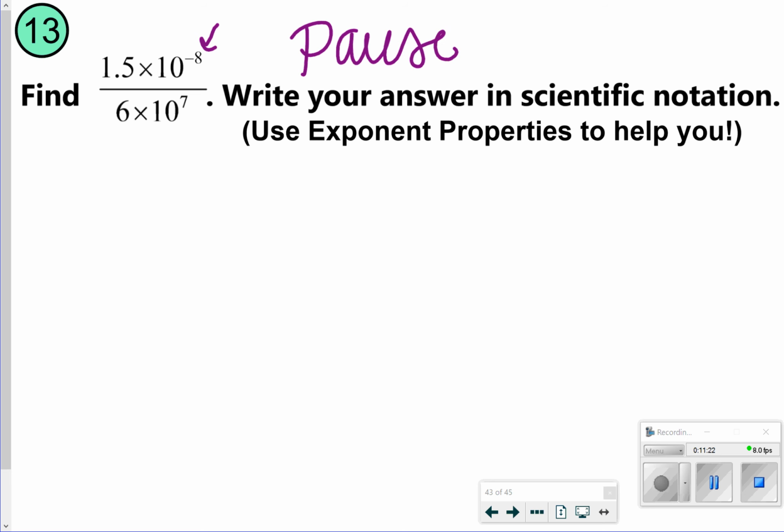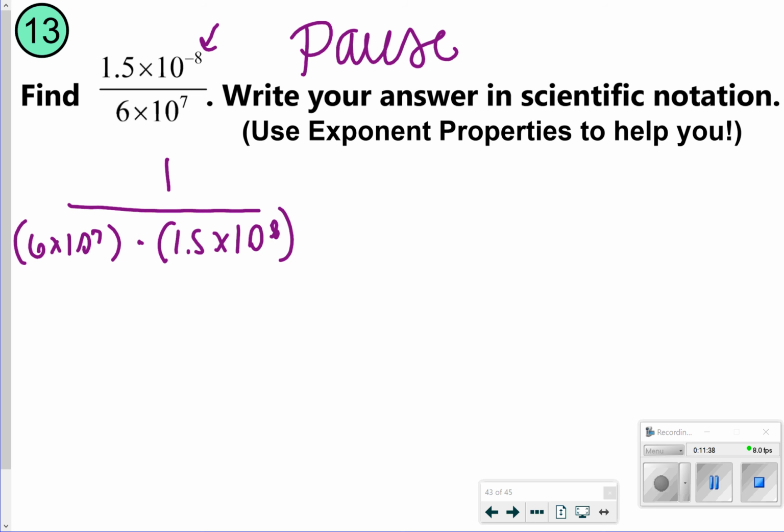All right, so what we can do here is I went ahead and wrote everything on the bottom to get rid of that negative exponent. So I still had 6 times 10 to the 7th, and then times 1.5 times 10 to the positive 8 on the bottom as well. Again, two things you can do. You could either write these out all at once. I'm going to go ahead and do that real quick.